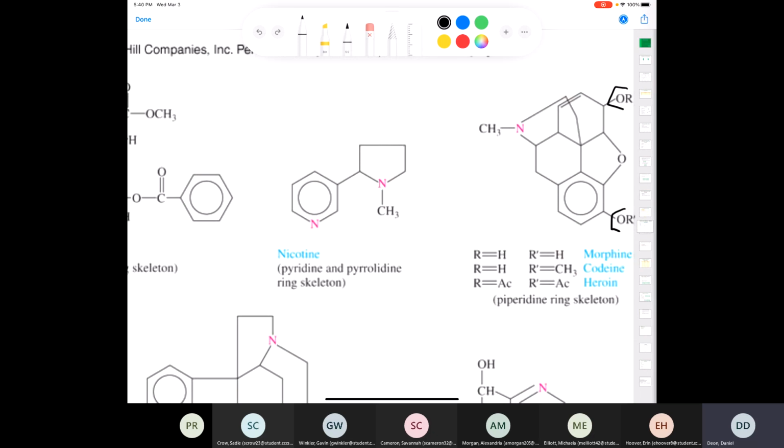organic compounds. If the two R groups are simply hydrogens, you have morphine. If you change this one down here to a methyl group, you've got codeine. And if you change both of them to acetyl groups, so Ac means that you have an acetyl group like this, okay? Then you have heroin.